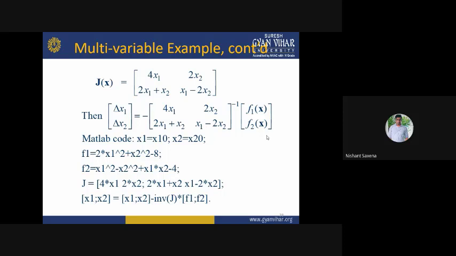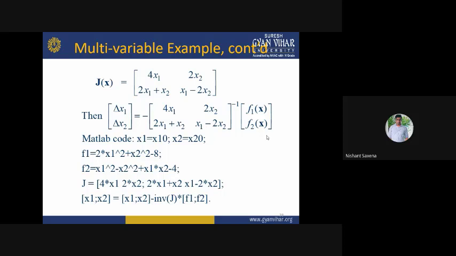So I have written the MATLAB code for this, and with the iterations we will try to solve it. We have taken x1 equal to x10 and x2 equal to x20. Therefore, f1 is written as 2x1 square plus x2 square minus 8, and f2 is x1 square minus 2x2 square plus x1 into x2 minus 4. The Jacobian matrix is also written in this way. So x1, x2 is equal to x1, x2 minus the inverse of the Jacobian matrix into f1, f2.